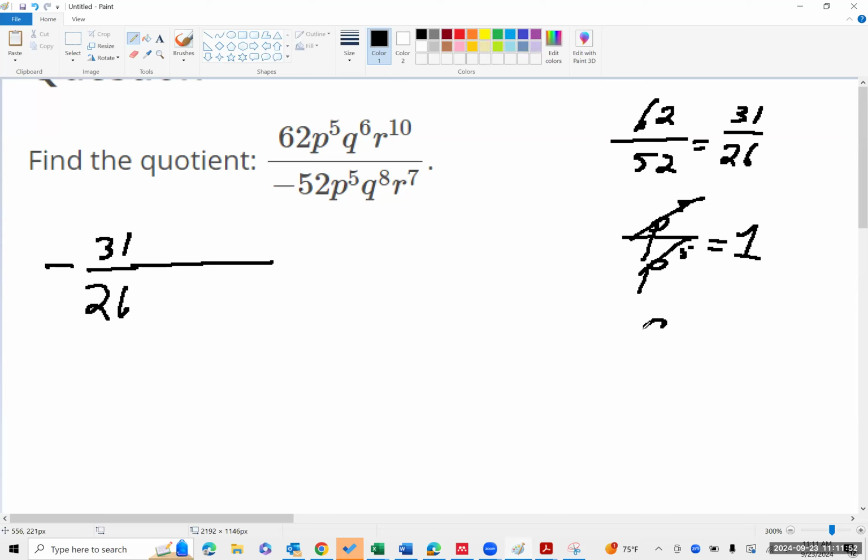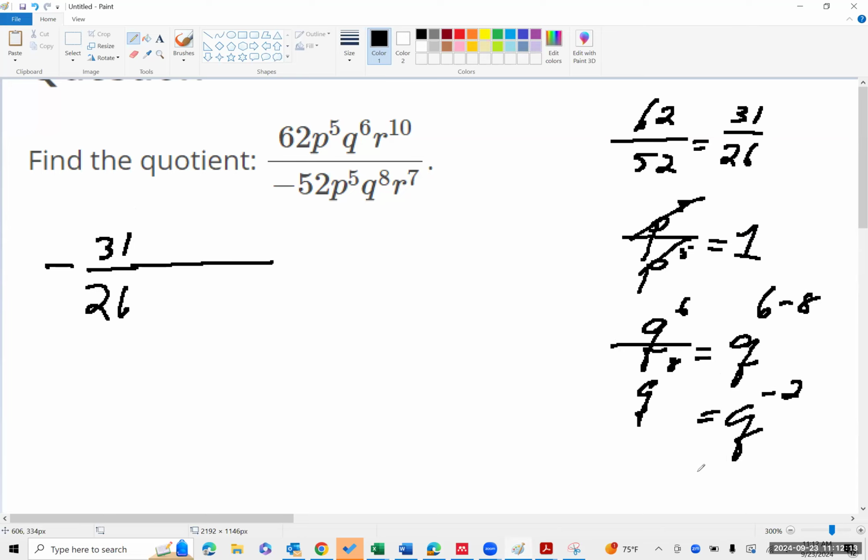Then you've got q to the sixth power over q to the eighth power. There's two ways to look at this. You could say, well, that's got to be q to the six minus eight, which is q to the minus 2, which is 1 over q squared. So that gives you a q squared here.